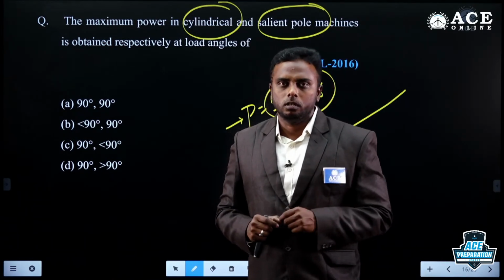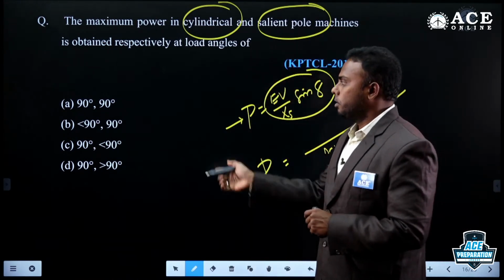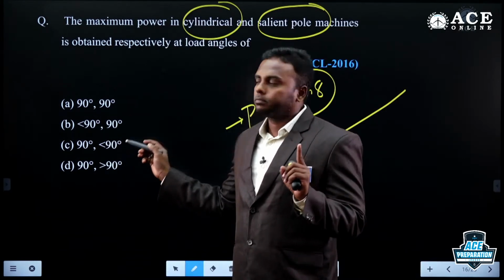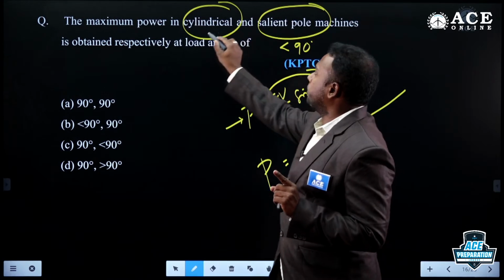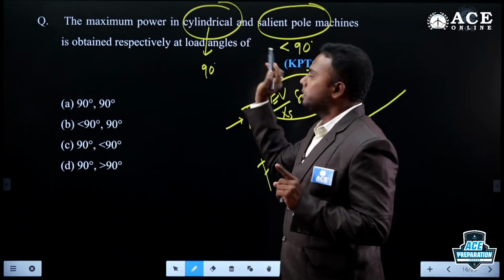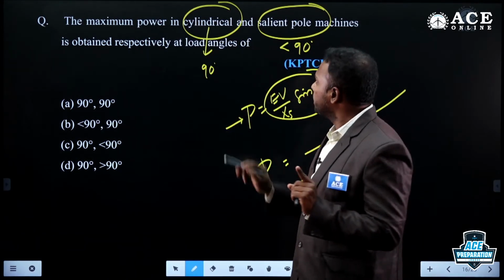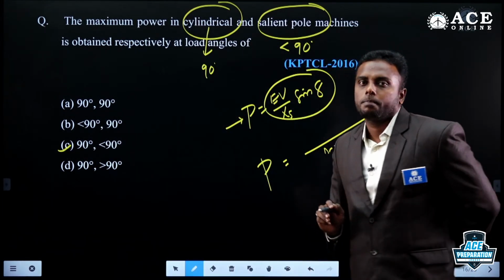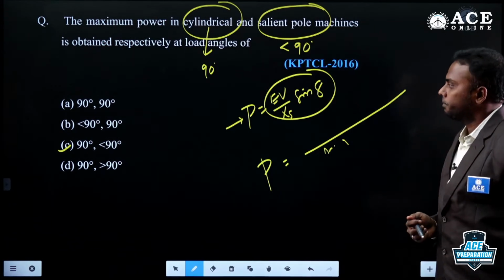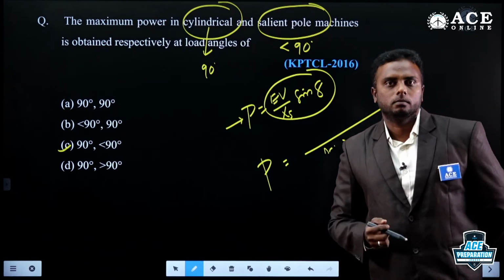You will see how in the actual concepts. Okay. So for salient pole, we get maximum power at less than 90, and for cylindrical pole, exactly at 90 degrees. So 90 and less than 90, option C is correct. Okay. Next question, let's see. Is it clear to all of you? Next.